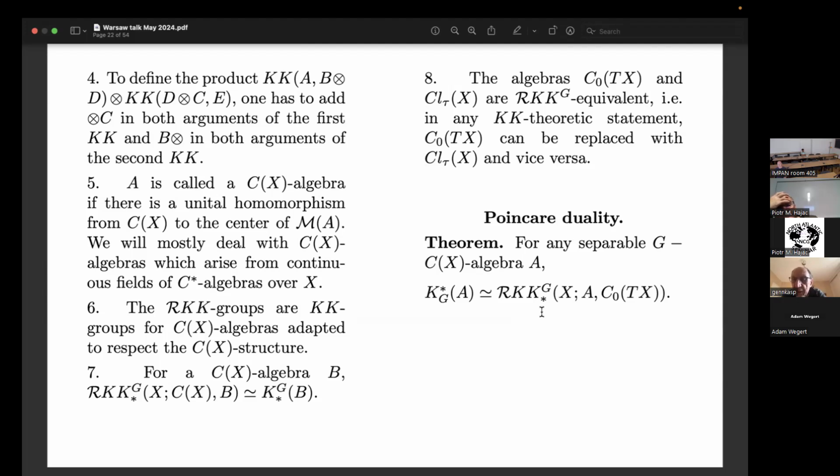In general, it's still useful, but it's written in this slightly more complicated way. And even in the compact case, you cannot eliminate this A, because it's necessary for different applications. A is a C(X) algebra. It can be, for example, Cliff gamma of X or something like that.